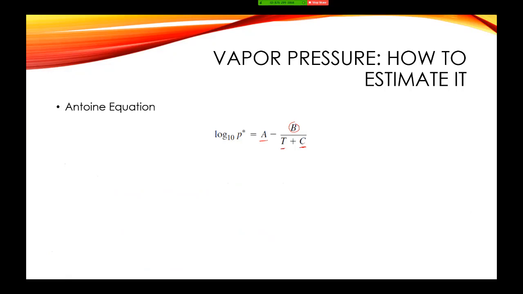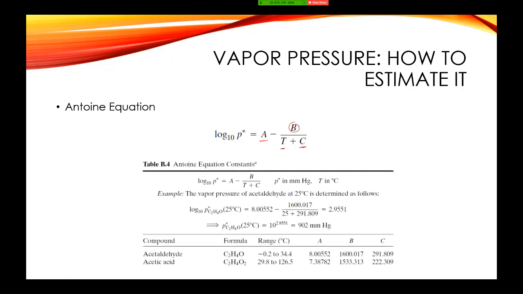Depending on the table where you find these values A, B, and C, the temperature you're going to be asked to put in Celsius or Kelvin or Fahrenheit or Rankine, depends on the table, right? For example, in the Felder table B.4, we are asked for the temperature in Celsius, and the pressure that we find using this equation is going to be in millimeters of mercury. But that can change too, depending on the table. It can give you pascals or psi or whatever.